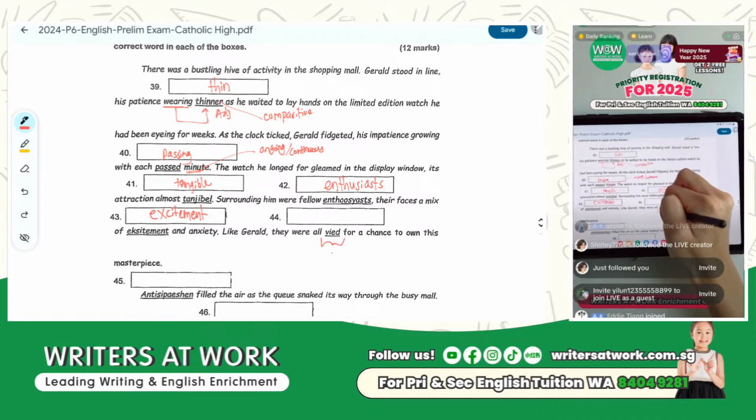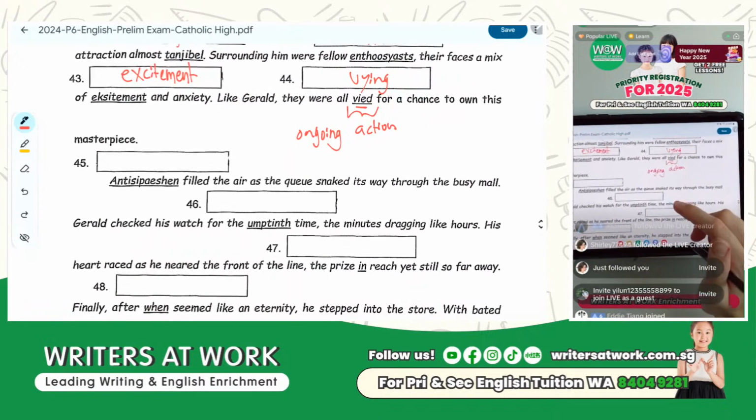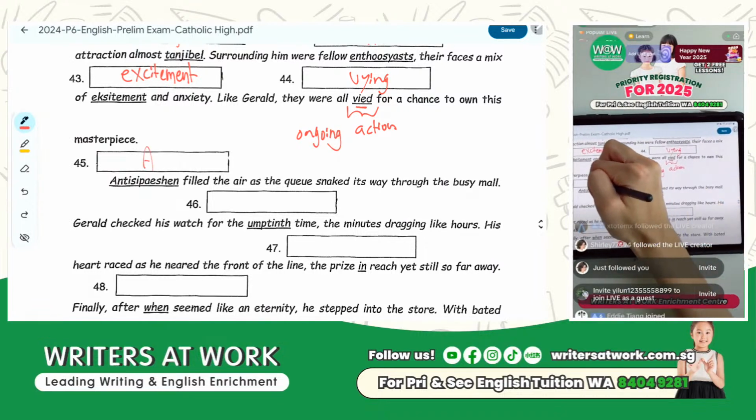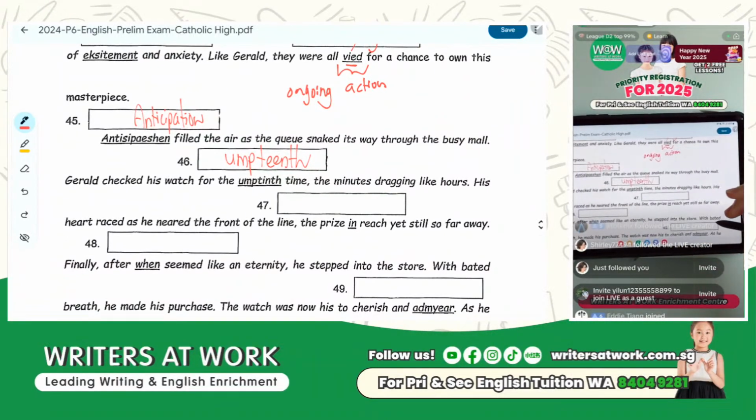So you can see this action is ongoing. They're trying to fight, like not literally fighting, but they're all trying their best to secure, to own this watch, right? So we'll say they are vying. Okay, so it's not a spelling error, there's such a word, which means like they're trying to fight. Anticipation filled the air as the queue snaked its way through the busy mall. So anticipation is a spelling error once again. Jared checks his watch for the umpteenth time. So this is another spelling error. So please take note how to spell. Minutes dragging like hours.